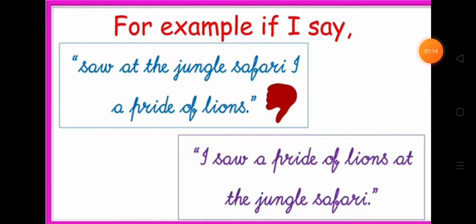How can we make these words a sentence? I saw a pride of lions at the jungle safari. Pride of lions means a group of lions at a jungle safari.